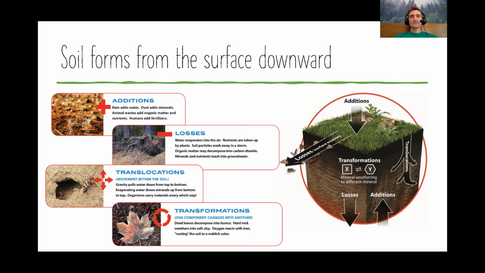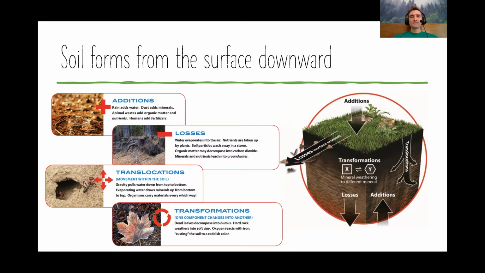The losses, those come in the form of leaching, where we lose minerals from water passing through the soil as it goes down to the groundwater. We have erosion, which can be from wind, water, or ice. Again, landslides, they take the soil from one place and move it to another. And flooding, similarly, we have losses as well as additions.